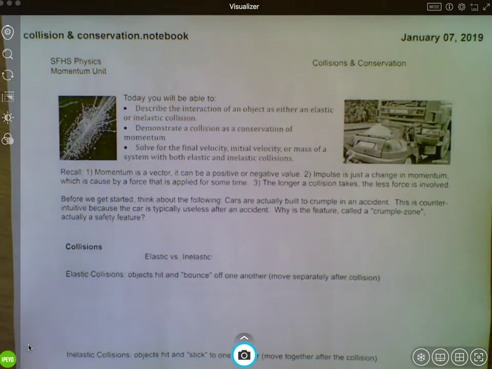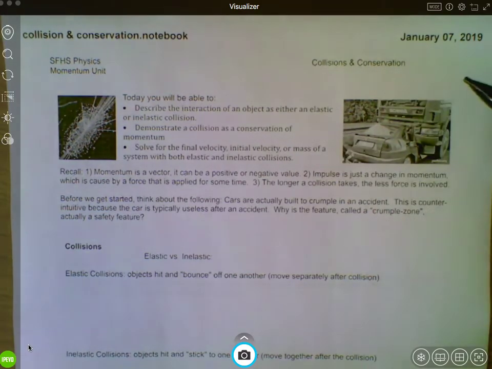Alright, so this is Unit 6, Lecture 2, on collisions and conservation of momentum. After this lesson, you should be able to describe the interactions of objects in either elastic or inelastic collisions. You'll be able to demonstrate collisions as a conservation of momentum. You'll solve for the final velocity, initial velocity, or mass of a system with both elastic and inelastic collisions.